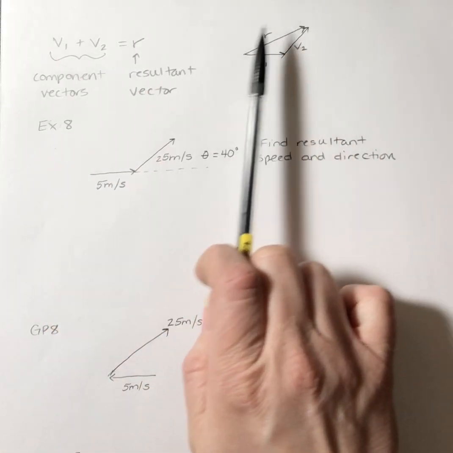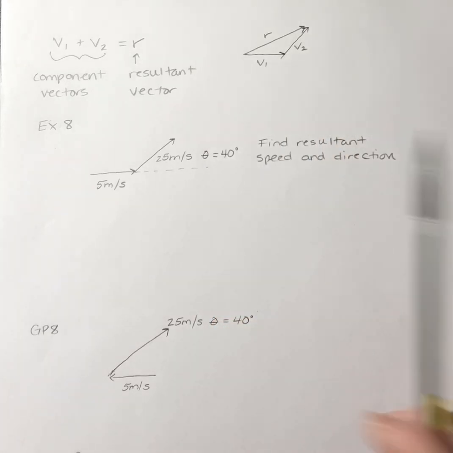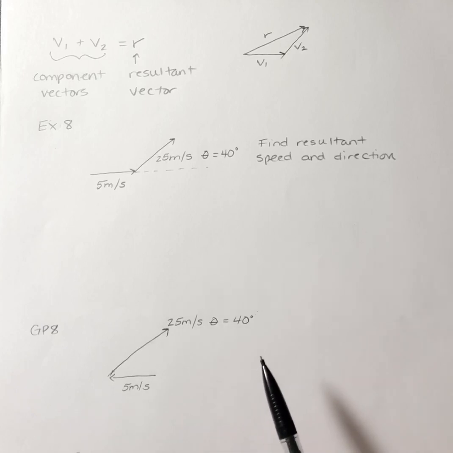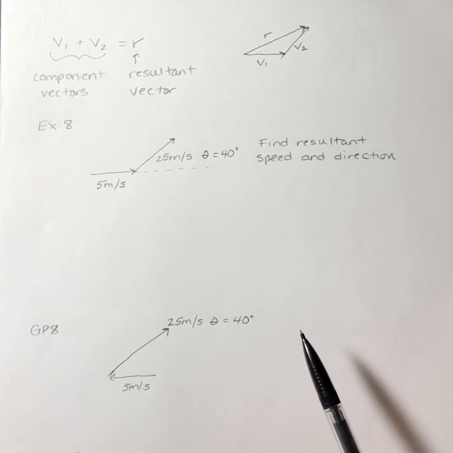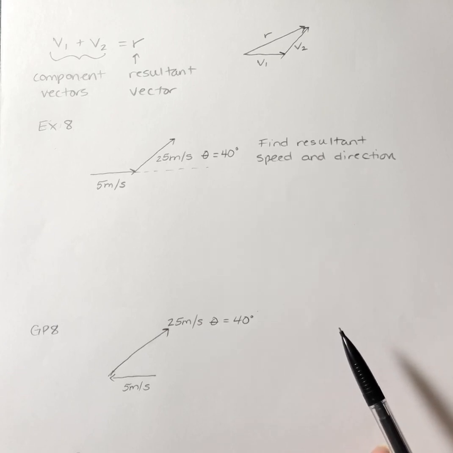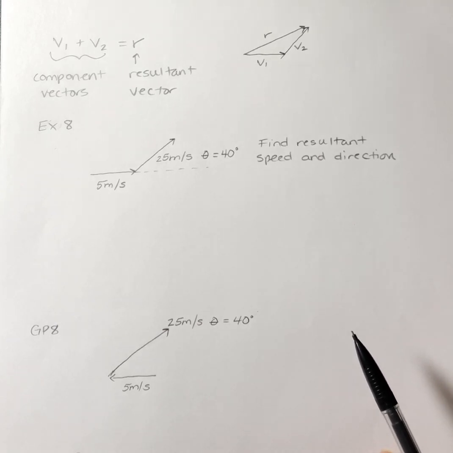And a lot of the pictures I had you draw, I said just draw a rough sketch. It's just important to be able to draw a quick rough sketch of what those vectors are going to look like, okay? So example 8 is the first one I have. It's on page 496 if you want to read along. A quarterback running forward at 5 meters per second throws a football with a velocity of 25 meters per second at an angle of 40 degrees.